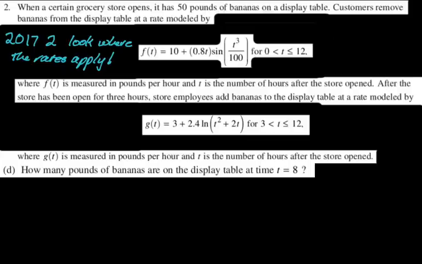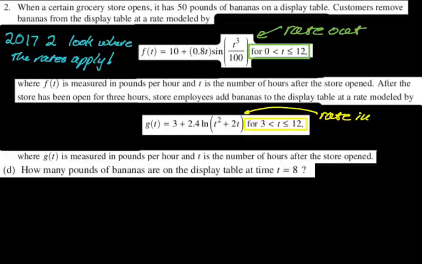This is 2017, number 2, and really the only thing here is look for sure at where the rates apply. So this is 2017, it's fairly recent. They didn't really do this in the past. These two rates don't apply on the same interval. So this is a rate in, rate out problem. But the first one, which is the rate out, is applying between 0 and 12. The second one is the rate in. It only applies from 3 to 12.